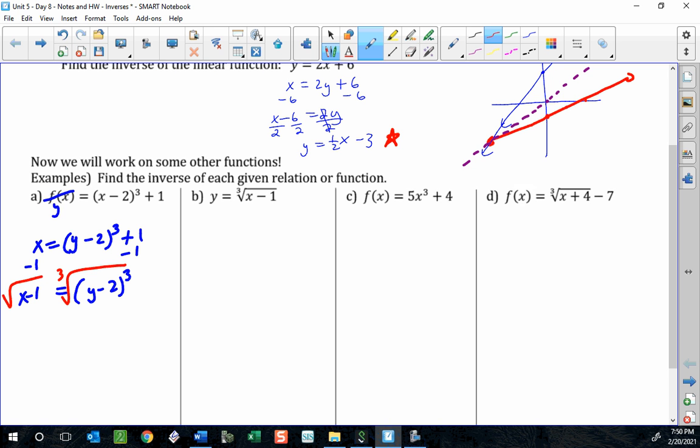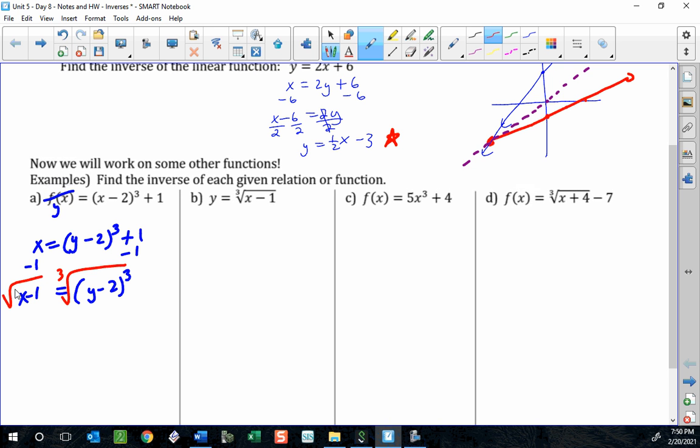Whoa. Oh, I can't get that 3 to right there. Hang on a second. Let me see if, there it comes. All right, there we go.